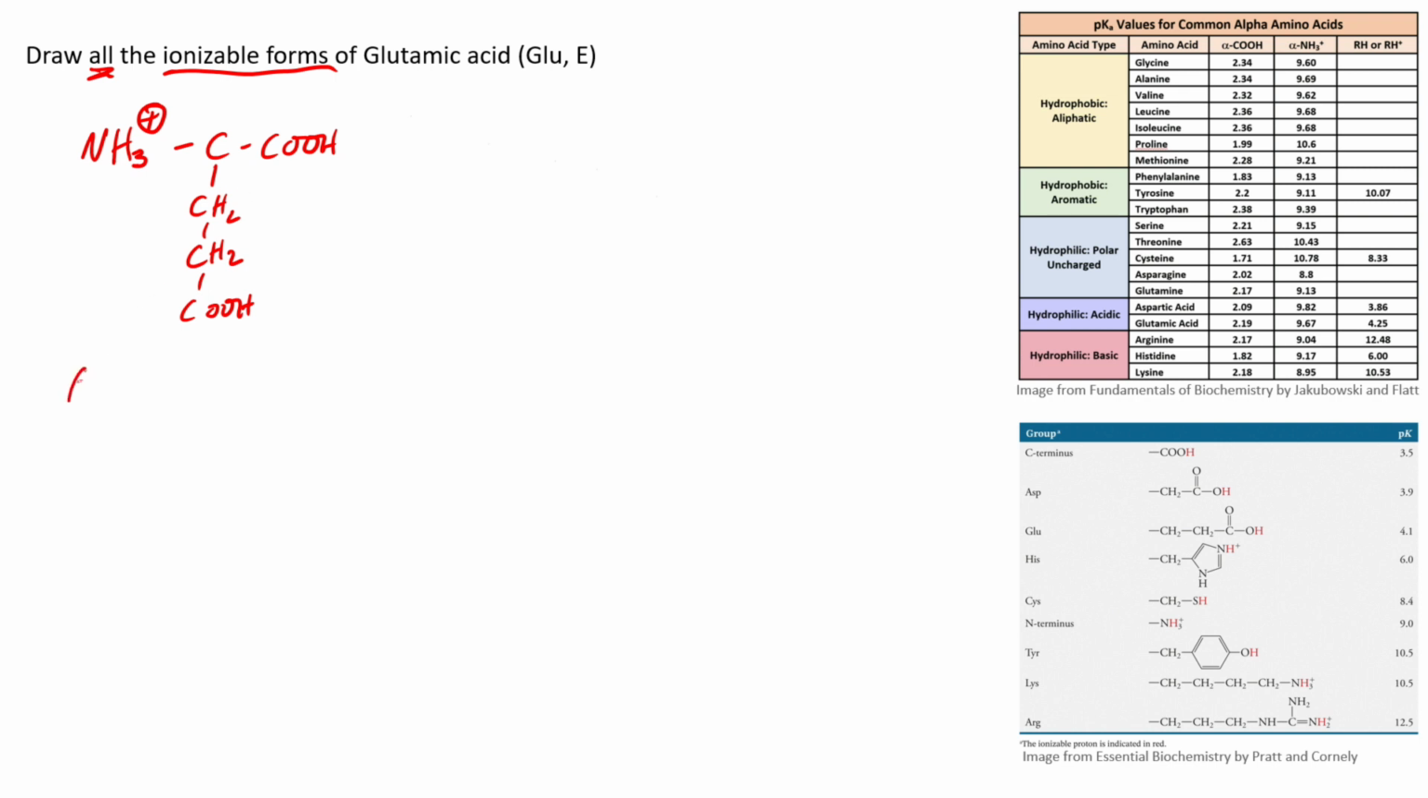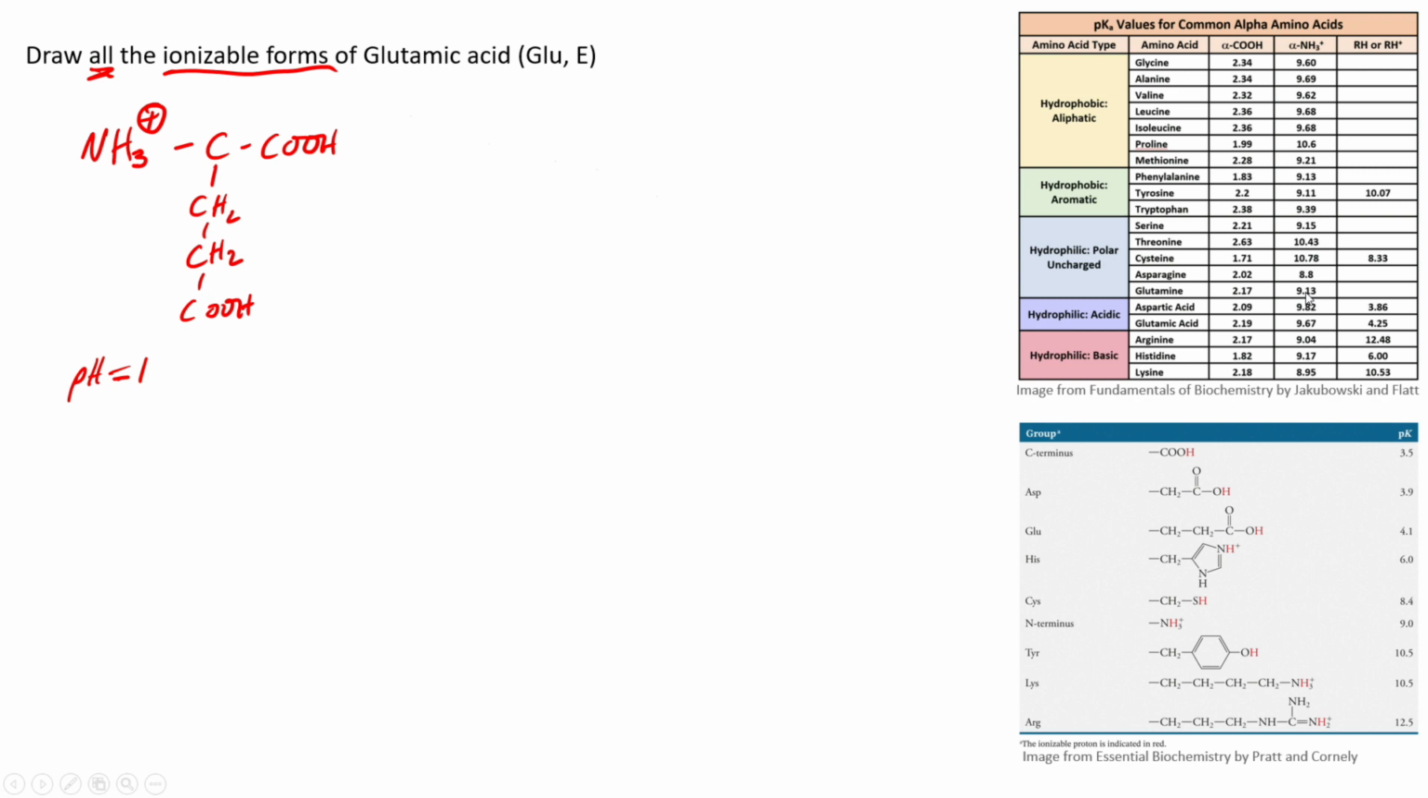Now if I want to draw all of the ionizable forms, I'm going to start by drawing it at, say, a super low pH, so pH equal to 1. At a pH of 1, you've got a very acidic environment, meaning lots of protons present, and this is going to be fully protonated, meaning that your carboxylate groups will be protonated and your amino group will be protonated, which gives it a positive 1 charge. Now, how you determine that is by looking at the pKa tables over here.